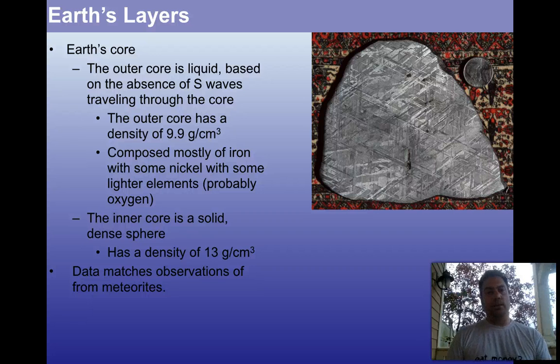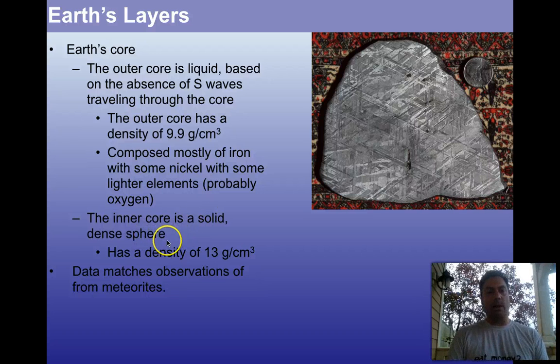First off, we know that there's the Earth's core. The outer core is liquid because the S waves can't get through it. And the outer core seems to have a density of 9.9 grams per centimeter cubed. We can figure that out by the velocity of the P waves going through it, so that we know the density. It's composed mostly of iron with some nickel and some lighter elements, possibly oxygen. Oxygen is kind of common throughout the entire Earth all the way down to the core.